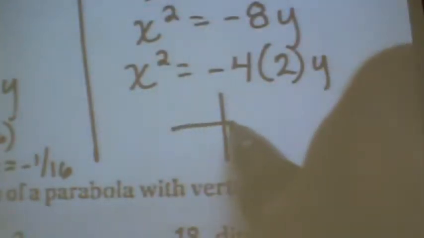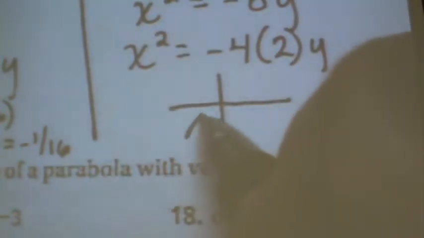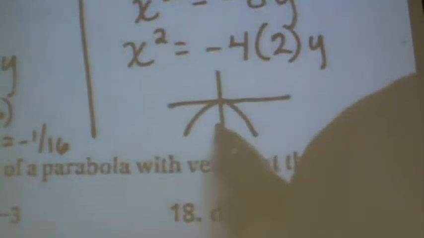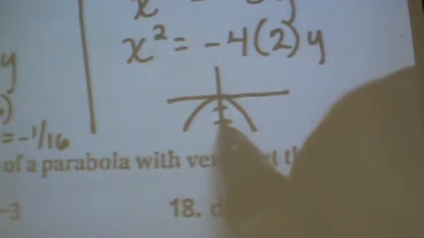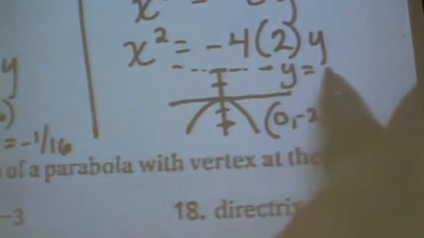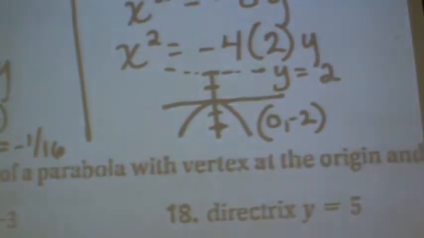So this is a parabola. It's going to be upside down. Origin is the vertex. And your fixed point is 2 units in here. So (0, -2) is your fixed point. And 2 units away is your directrix. So the line y equals 2 is your directrix. Tell me you understand this. You understand it? Okay.